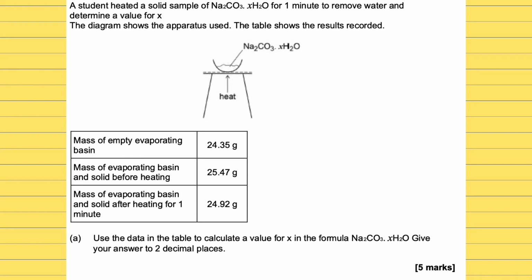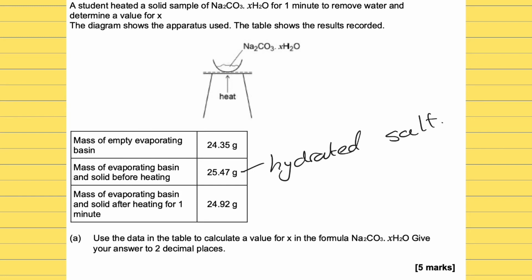A student heated a solid sample of Na2CO3.xH2O for 1 minute to remove water and determine a value for X. The diagram of the apparatus used, the table shows the results recorded. So we've got the mass of the empty evaporating basin, which is really important that you know, the mass of the evaporating basin and the solid before, so this is the hydrated salt mass.